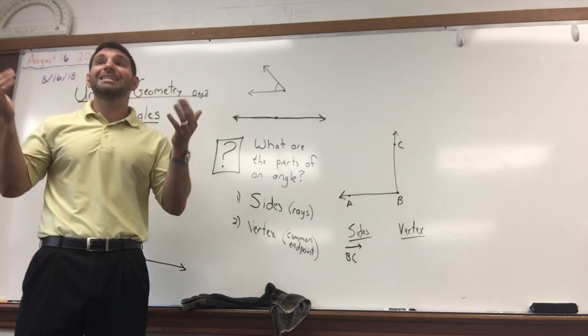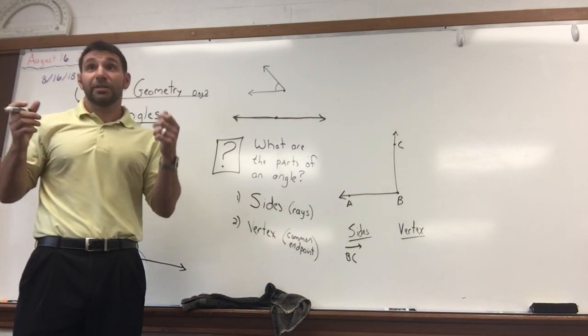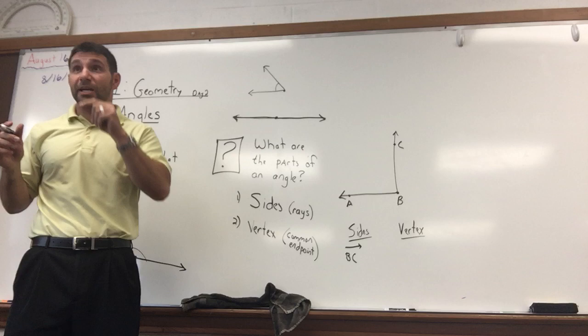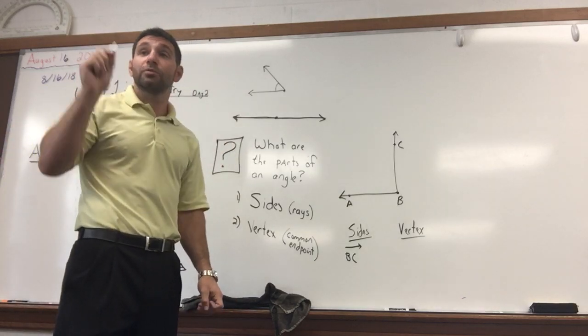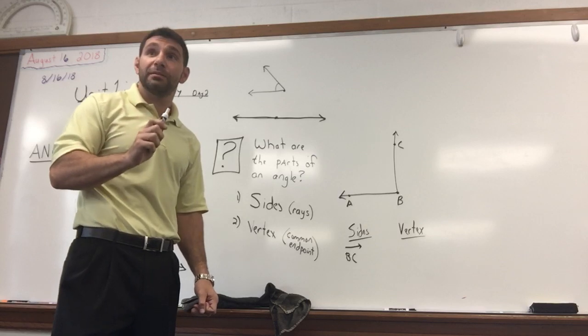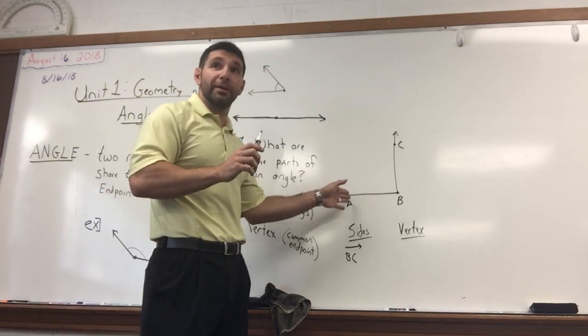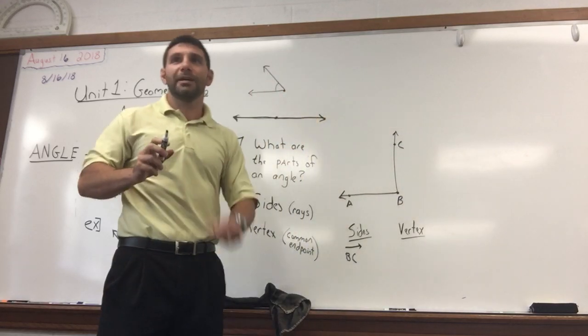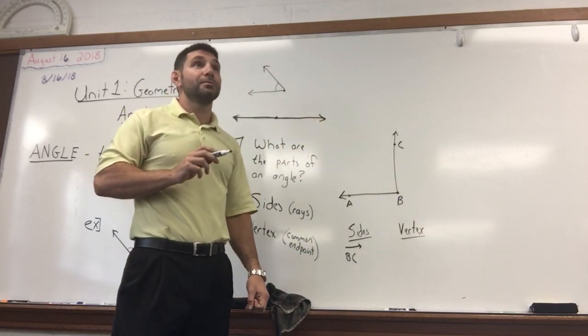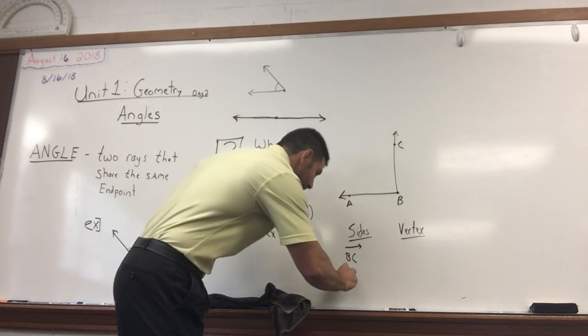Can somebody give me another side? Because in angles we're going to have at least two sides. Jess: Ray AB. Okay, let's think about that. You said ray AB, so that would mean A is the endpoint and B is where it goes forever and ever. Is that what's happening? No. Okay, BA, or ray BA. There you go, ray BA. Very good.